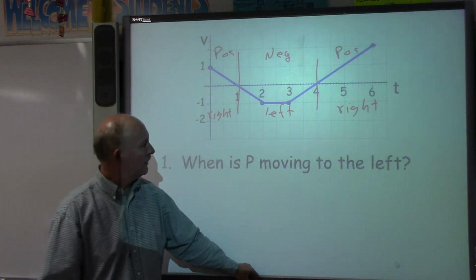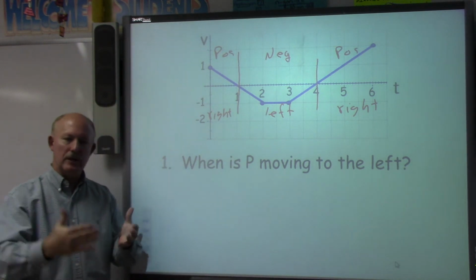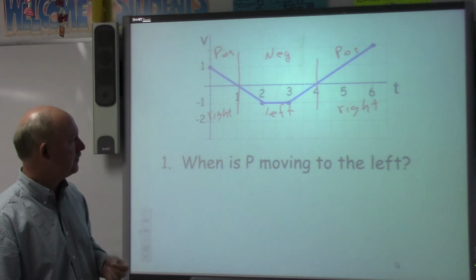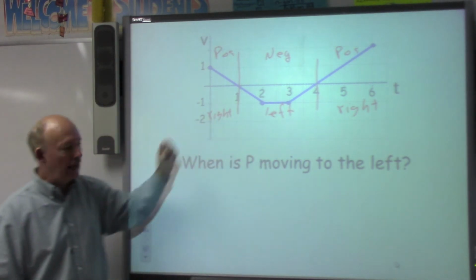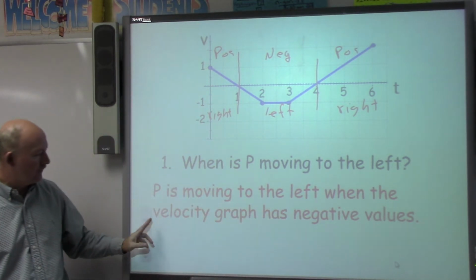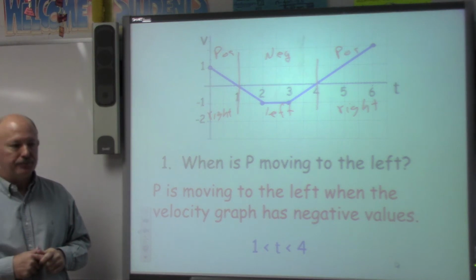So it's going to be moving to the left from 1 to 4. This is basically when your velocity curve goes below the x-axis. That would indicate a negative velocity. So between 1 and 4, the velocity is going to be negative. So P is moving to the left when the velocity graph has a negative value. So that would be between 1 and 4.